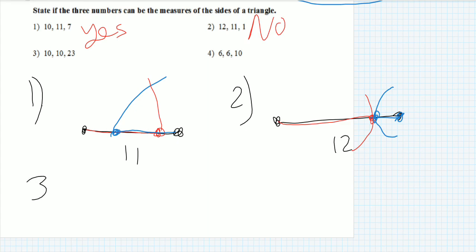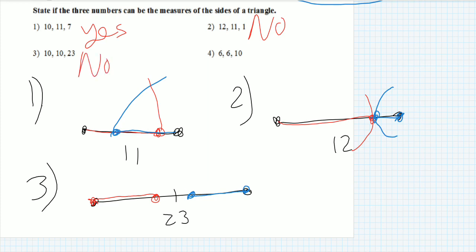Okay. Number 3: 10, 10, 23. So 23 is that one. Half of it is right there. Half of it is, what is that, 11 and a half, I think. And so the 10 is going to go over here, and the other 10 is going to go here. And so that means it doesn't intersect. So this is a no.